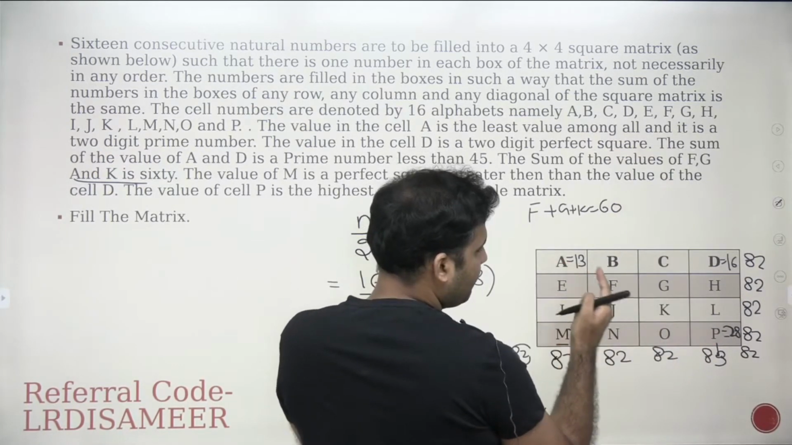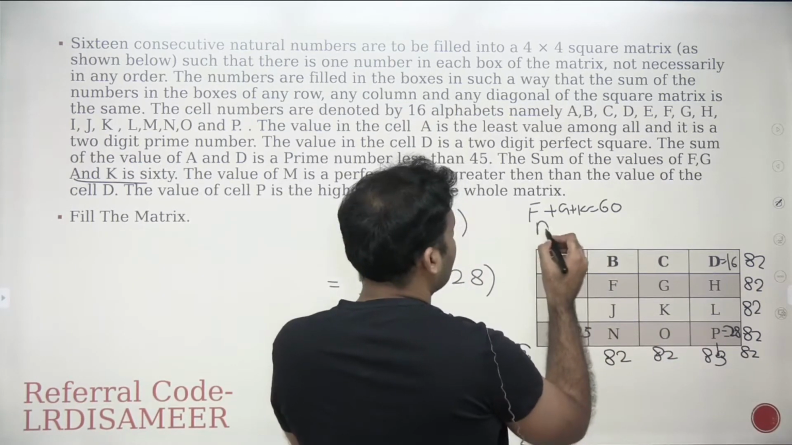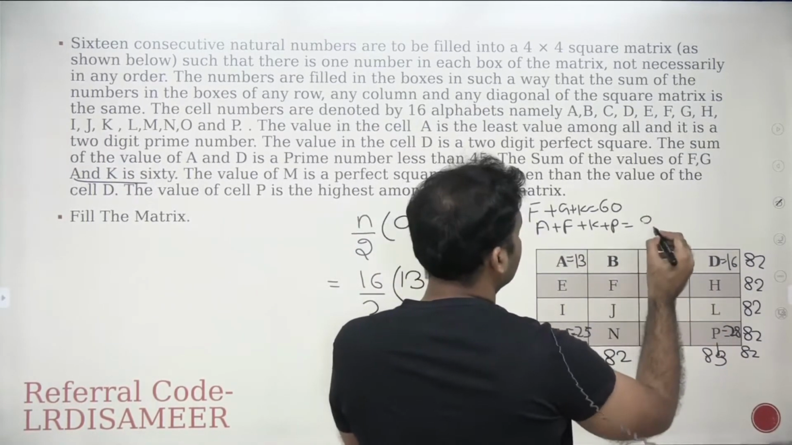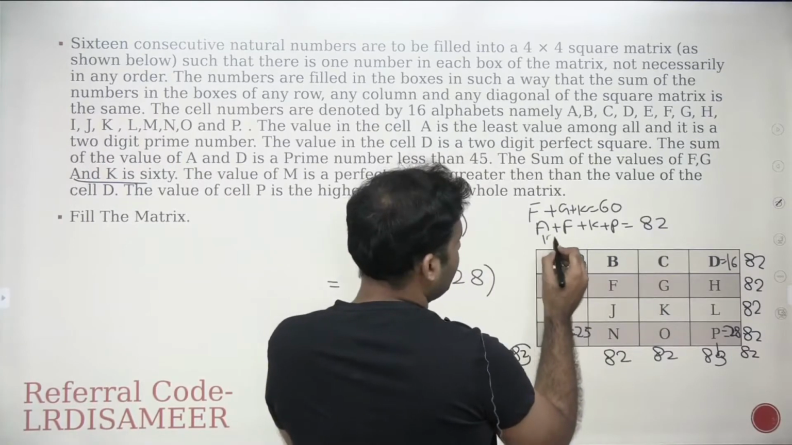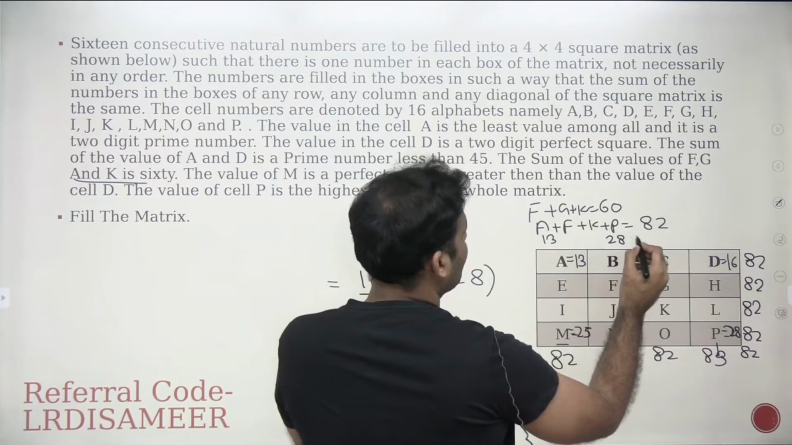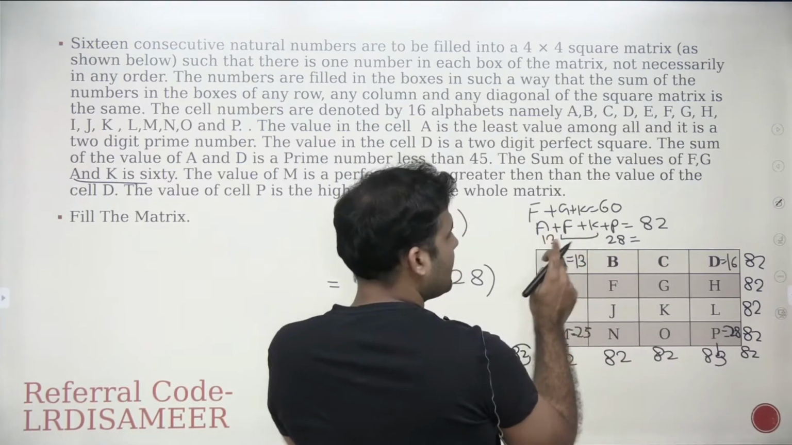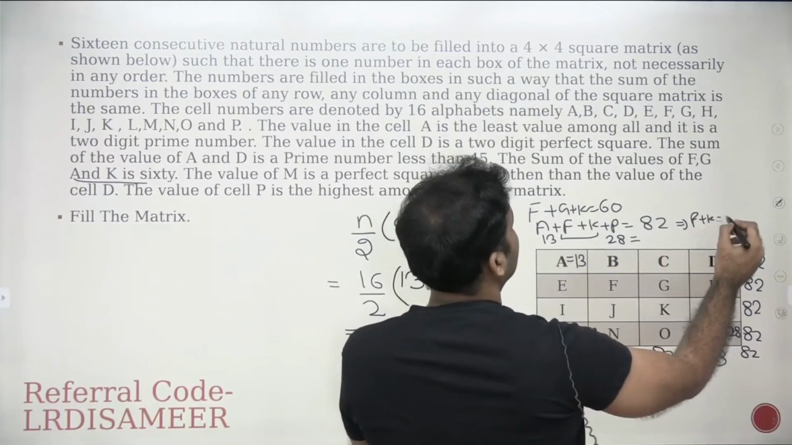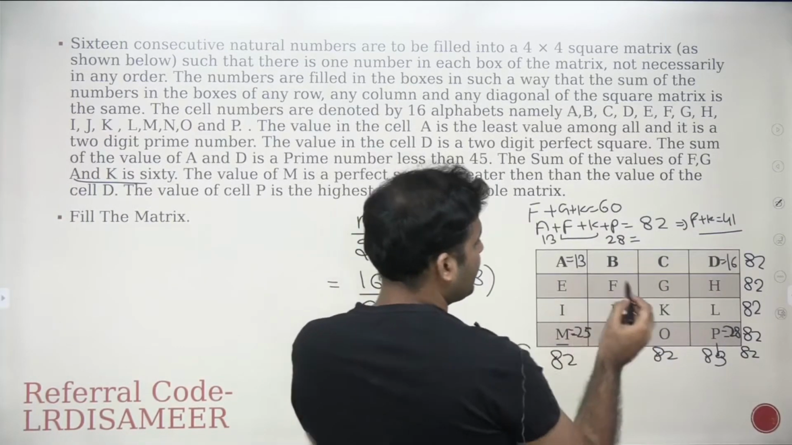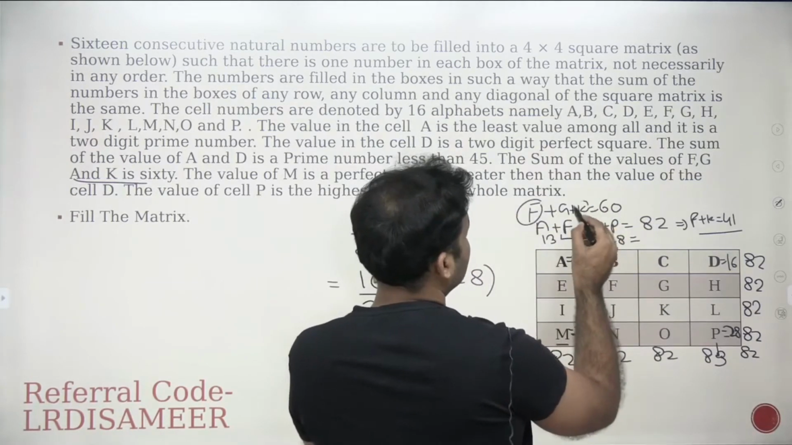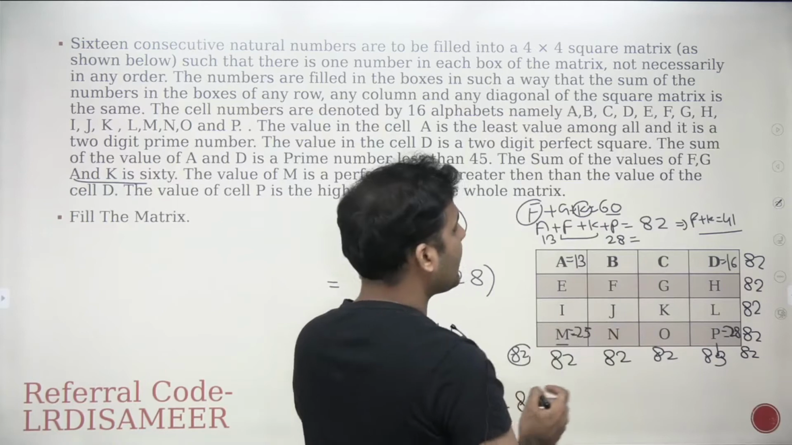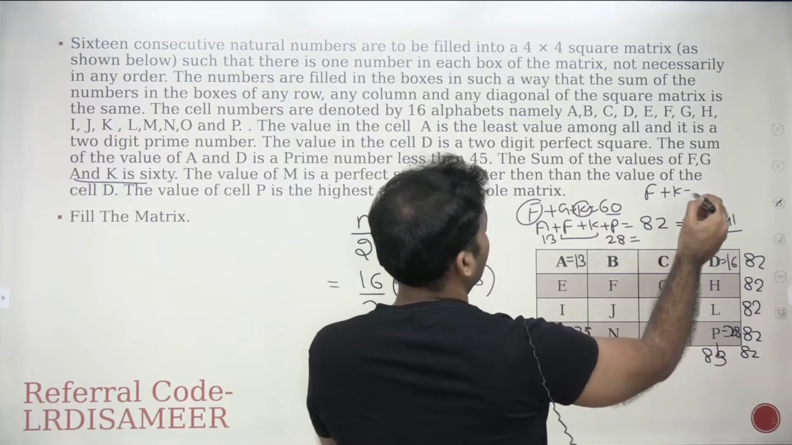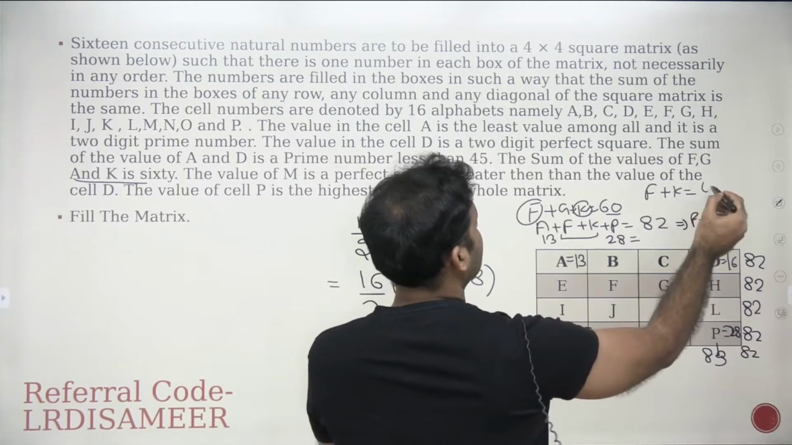I know that a plus f plus k plus p will be equal to 82, right? Where a is 13 and p is 28. So can I say that f plus k, with a as 13 and p as 28, that is 41. Therefore f plus k is 41. Now if f plus k is 41, I can put the value of f plus k as 41 here, and I can get the value of g, that will be 19. So the summation of f plus k here will be equal to 60 minus 19, that is 41, right?